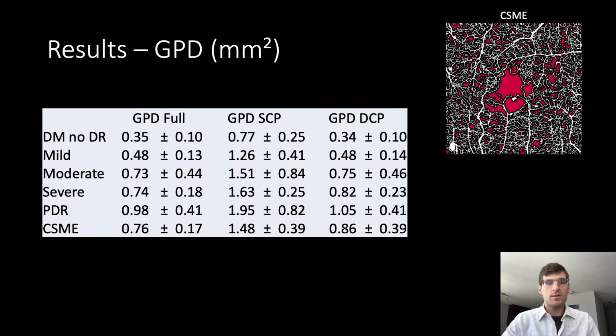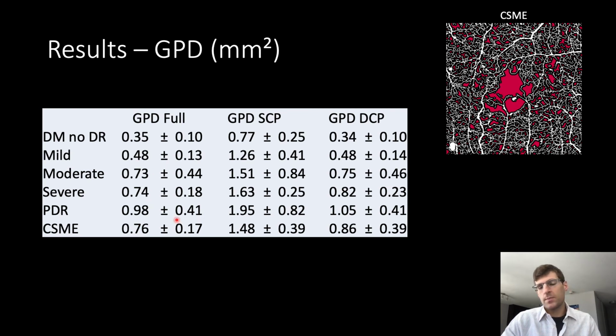Some of the results here: our main results are going to be the ROC curves and the area under the curve, so I didn't want to bog you guys down with too many tables and numbers, but I just wanted to show you the magnitude of what we're getting for these GPD parameters. This is with the FAZ included, and you can see that we have an increasing amount of GPD as severity goes up, which we expected. Then we get to this bottom one, which is the DME group for clinically significant macular edema, and this number is a little bit lower than some of the more severe eyes.